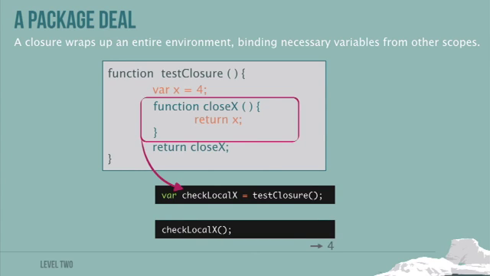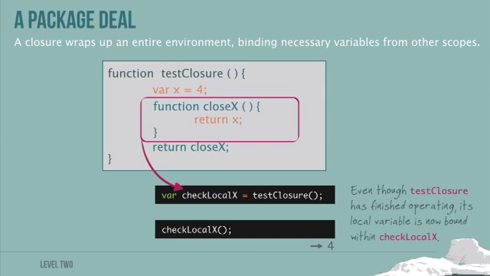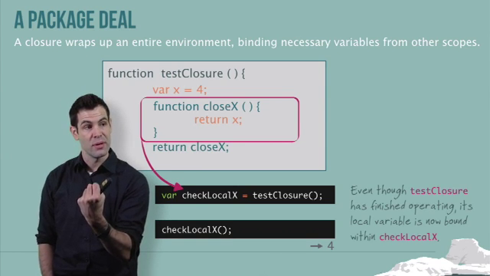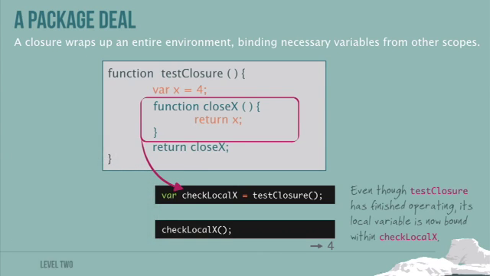Now let's check out what happens when we call checkLocalX. We get 4. Whoa, that is crazy. This is interesting because even though testClosure has completely finished operating, its scope is closed, we can still access the local variable that was declared in that function. Why is that? Because it has been bound as a closure inside of closeX.